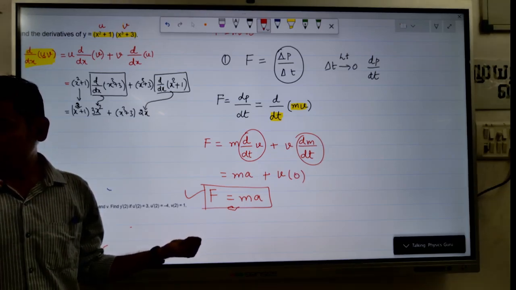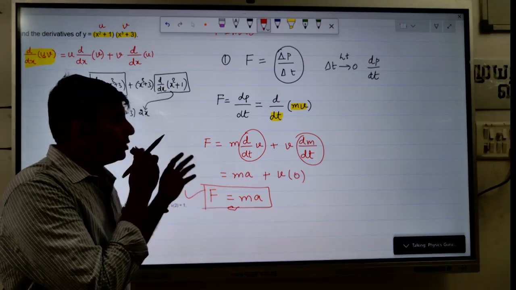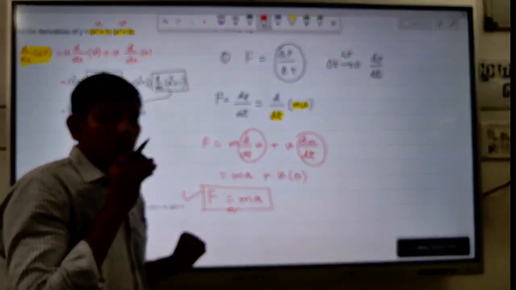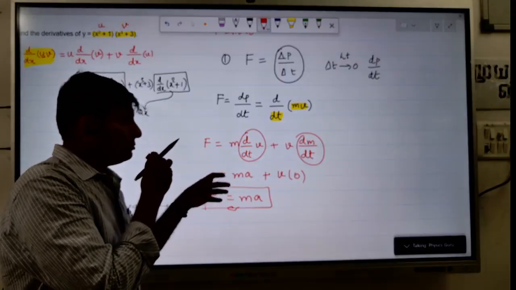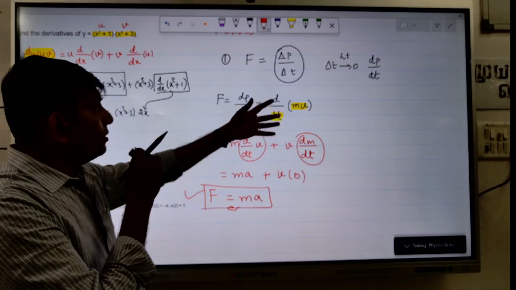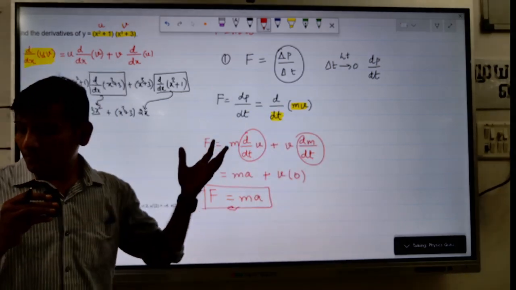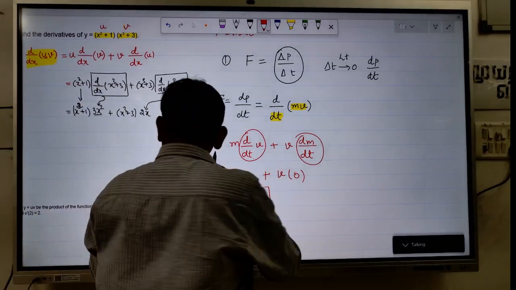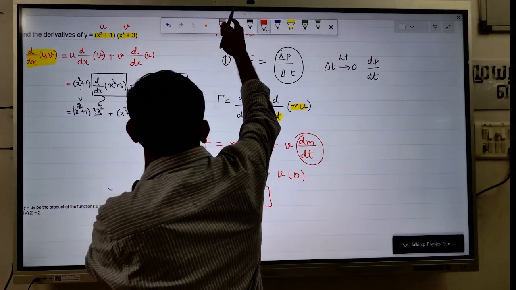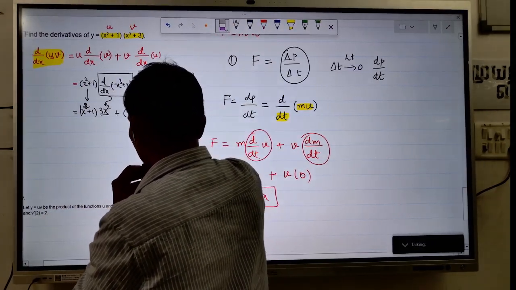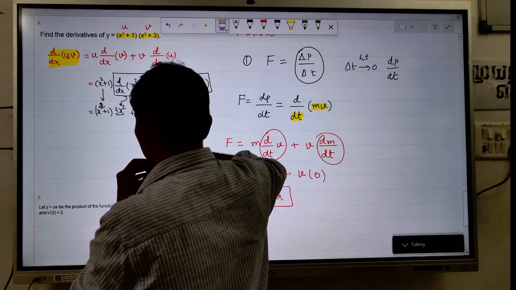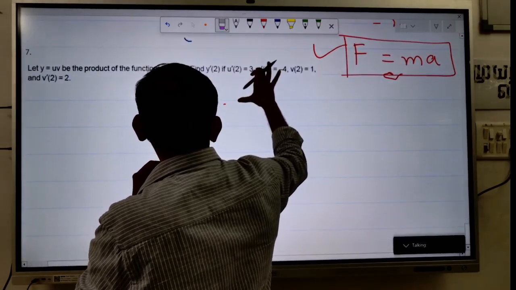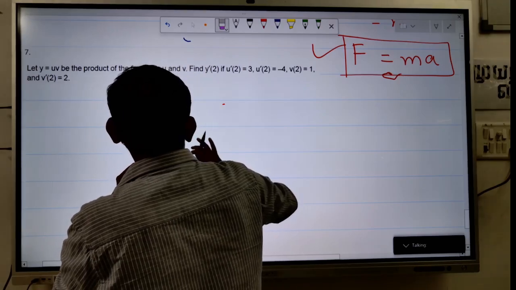Got the idea? That's why I told you, the moment you start to learn the mathematical tools, the beauty of your physics starts to unfold. Got it? Fine. So can you try the second one? Use the same rule.